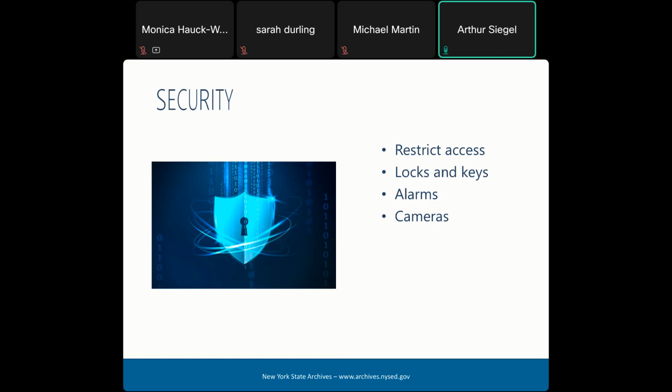If possible, though this is certainly not always practical, install a security alarm. And cameras can also add an additional layer of security. For all these security needs, you'll likely need to have support from your management in order to avoid conflicts with staff who might want or expect unfettered access, especially if you're enforcing limited access for the first time.